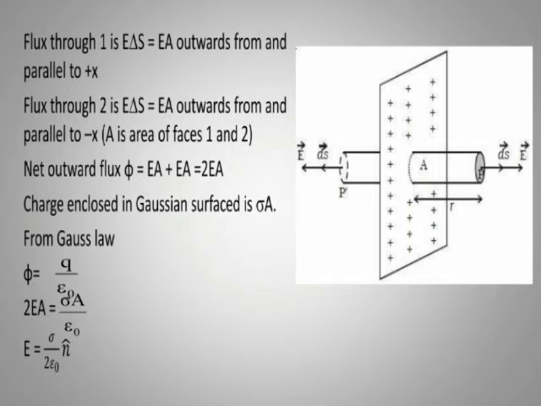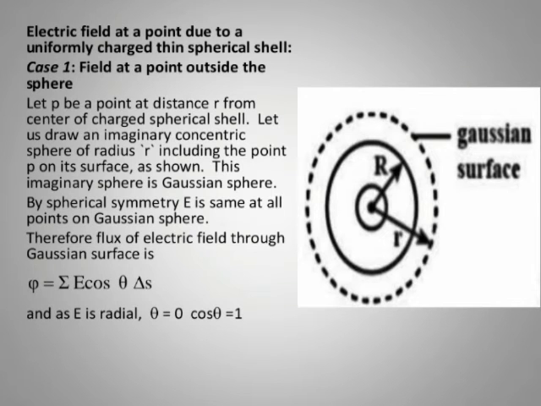This was for the finite plane sheet. Next, going to another concept, here you will understand Gauss law: if I consider a Gaussian surface, what would be the electric field of that Gaussian surface or the charge within it. You have two cases, case 1 and case 2. Before that, let us read this: electric field at a point due to a uniformly charged thin spherical shell.